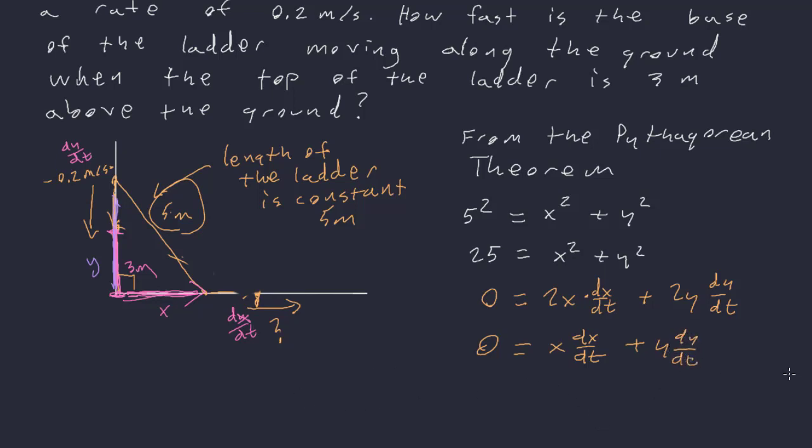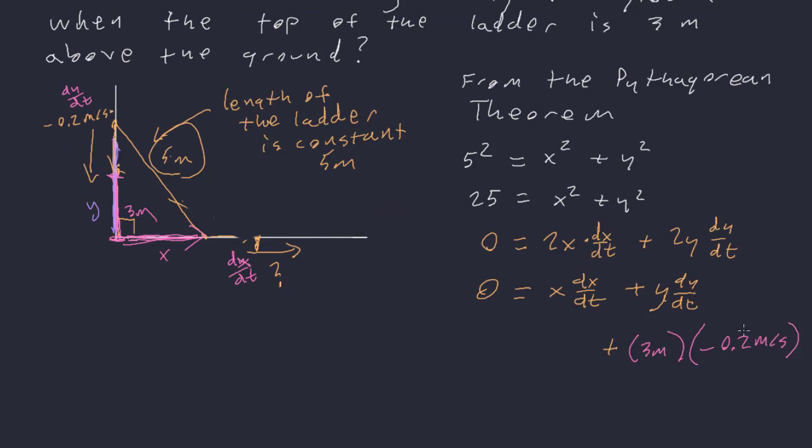Okay, now we can plug in all the stuff we have and find the things we don't. Okay, so 0, we don't need to mess with that. Let's actually start over here with the y's because we know what y is. y is 3 meters and dy/dt is negative 0.2 meters per second. Okay, so that's our y and our dy/dt. Now, dx/dt, that's what we're actually looking for. This is what we're trying to solve, so we don't have that yet.